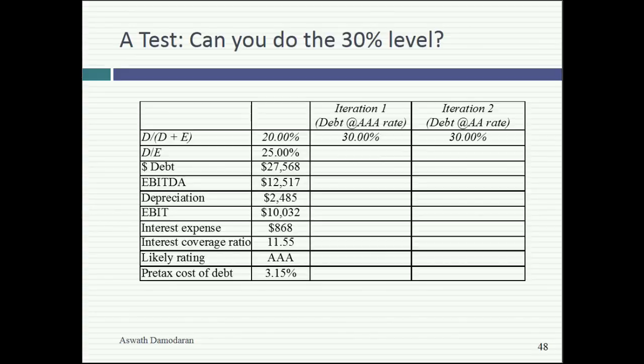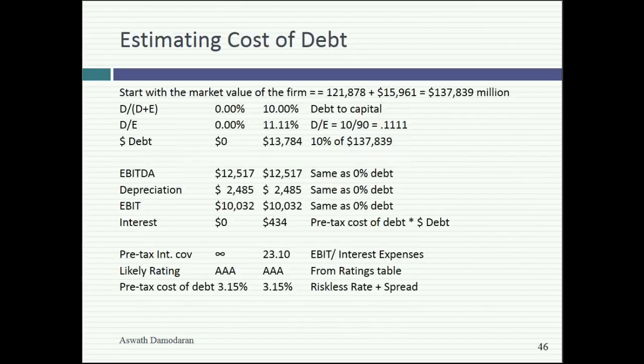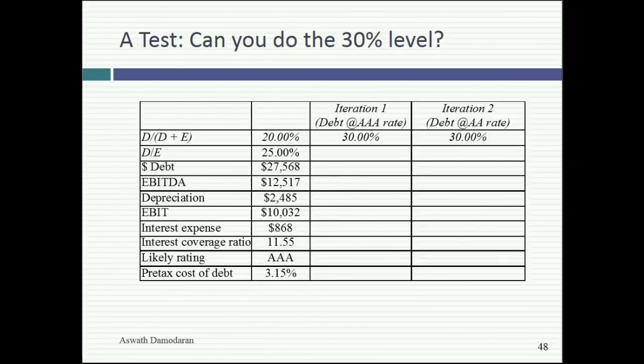Now comes the first tricky number. How much dollar debt will I need to get to a 30% debt ratio? How much was the first 10%? 13,768 million, right? So basically every time I add another 10%, I have to add another 13,768. Somebody with a calculator, if they can help me out, this will be great. Add 13,000, what is it, 13,784 to 27,568.